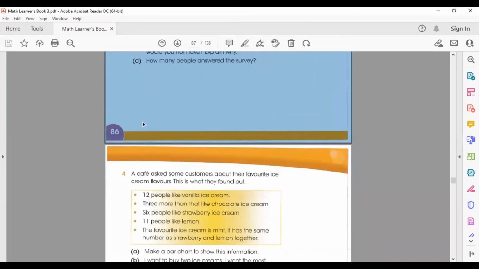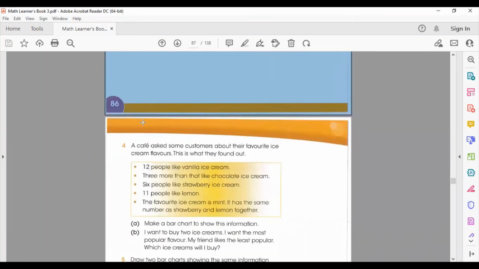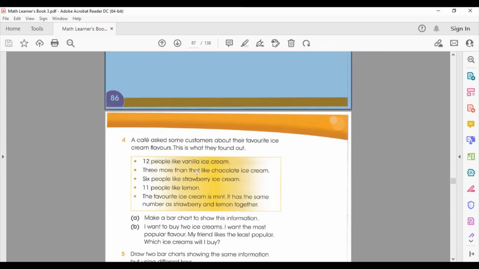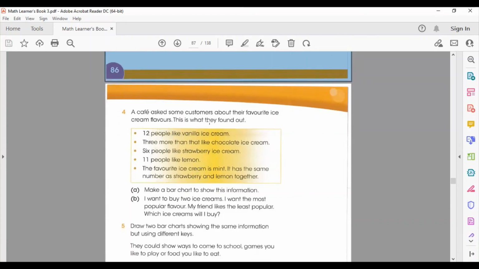Question number 4. A cafe asked some customers about their favorite ice cream flavor. This is what they found. 12 people like vanilla ice cream, 3 more than like chocolate ice cream, 6 people like strawberry ice cream, 11 people like lemon, and the favorite ice cream is mint. It has the same number as strawberry and lemon together. Make a bar chart to show this information.